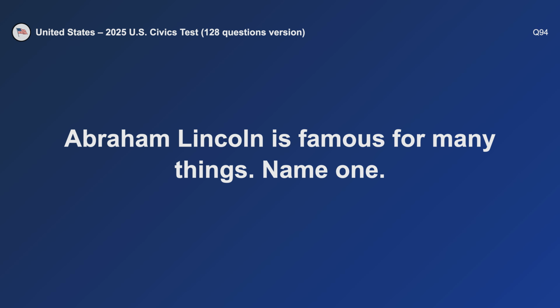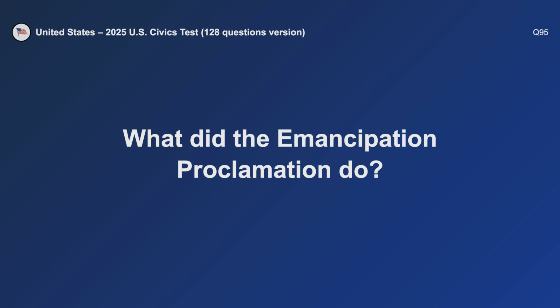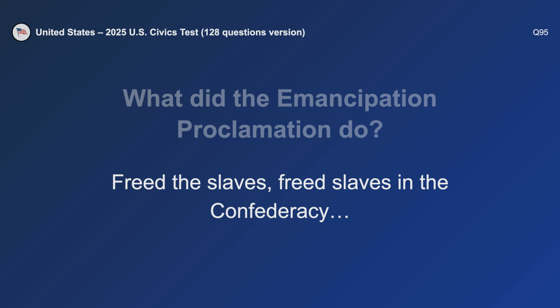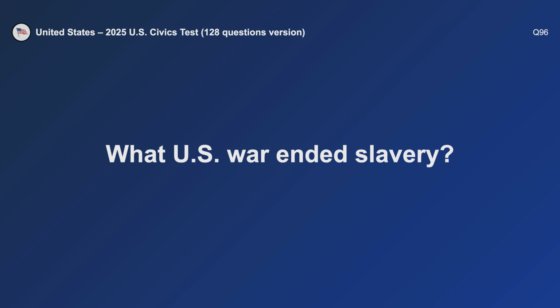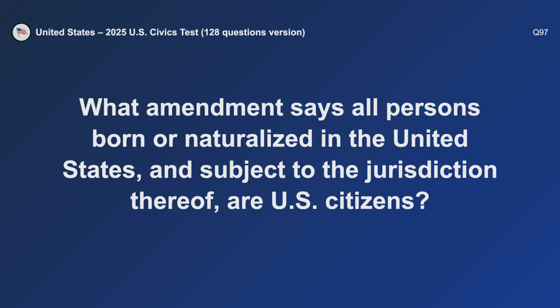Abraham Lincoln is famous for many things. Name one. Freed the slaves. What did the Emancipation Proclamation do? Freed the slaves. What U.S. war ended slavery? The Civil War.